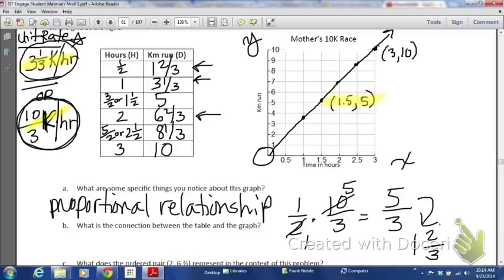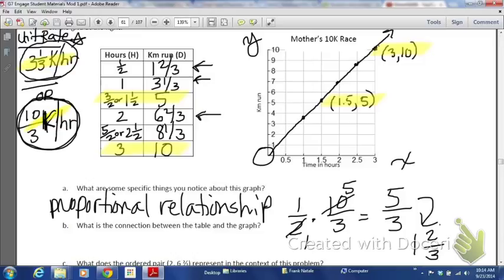1.5 comma 5 is right here. 3 comma 10 is right here. And then all the rest are there as well. I haven't actually labeled those on the graph. Maybe you have. Hopefully you have.